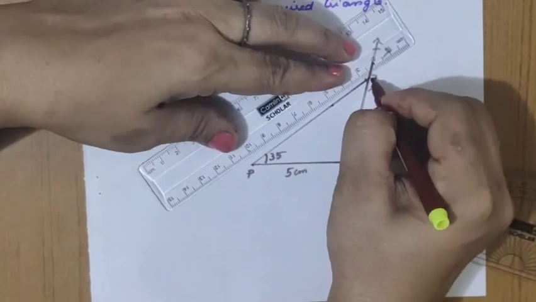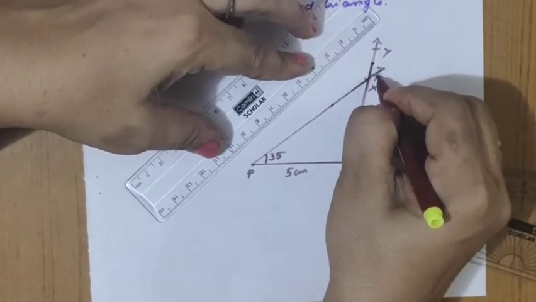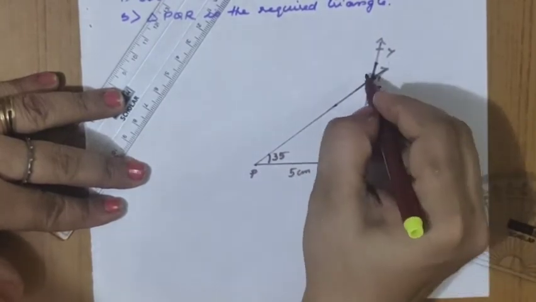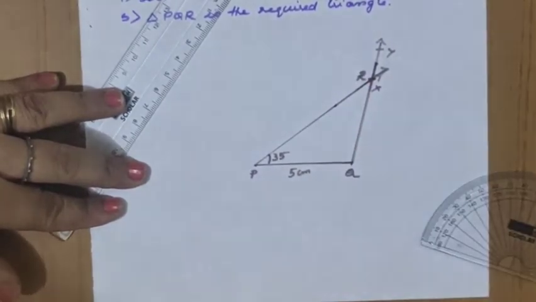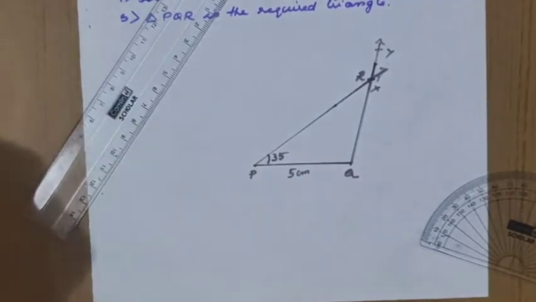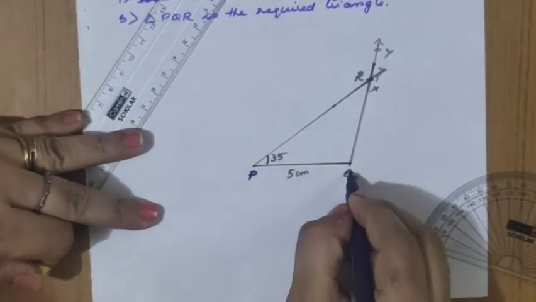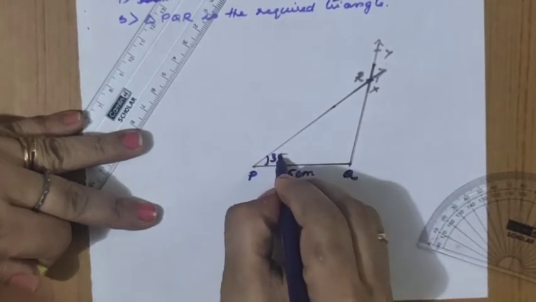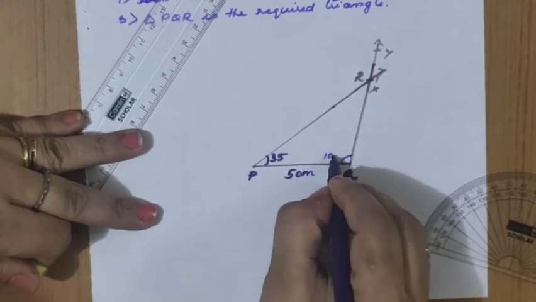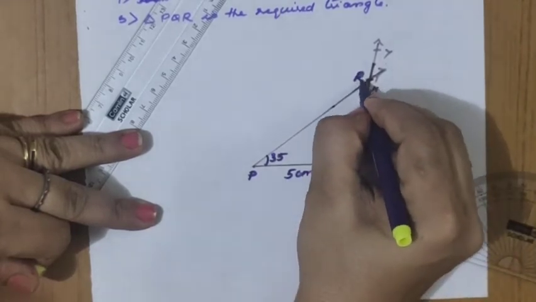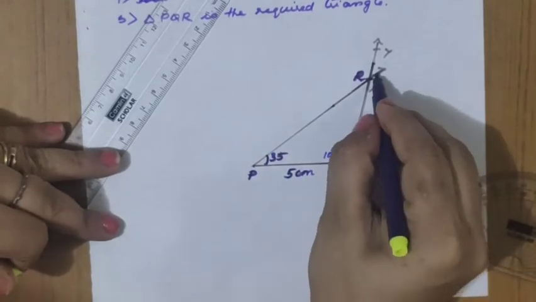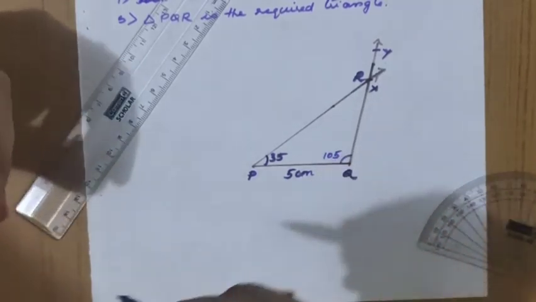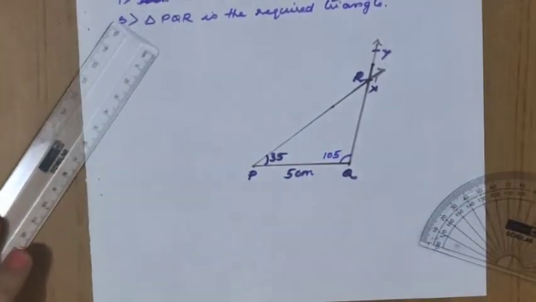It is 5 here. So I'll extend a little more. Here X. Now this point of intersection, which letter to be given? PQ, then R. So triangle PQR is the required triangle. So once again, PQ, this is 5 centimeter. Again this is 35. What is this measurement? 105. Here R only. So when we are doing this type of construction, we should extend the ray a little more and name it. So we'll get triangle PQR, the required triangle.